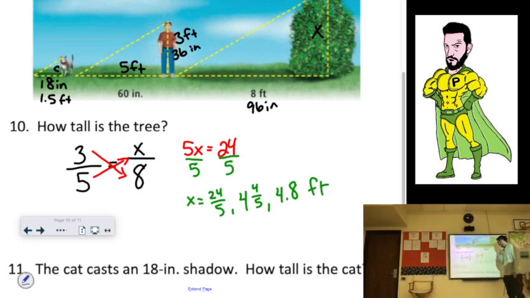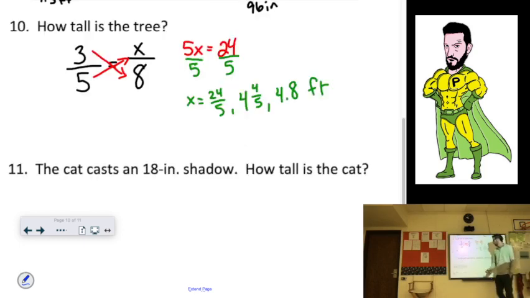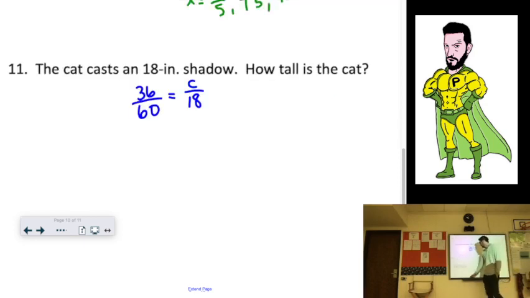All right, so if we were to use the boy and his shadow, or the kid, I don't know. So the kid was 36 inches tall, and the shadow was 60 inches. So we could say 36 over 60. So that was height over shadow. The height of the cat, we don't know. So let's call it C for cat. And then the shadow of the cat is 18 inches. All right, we're going to cross multiply and solve.